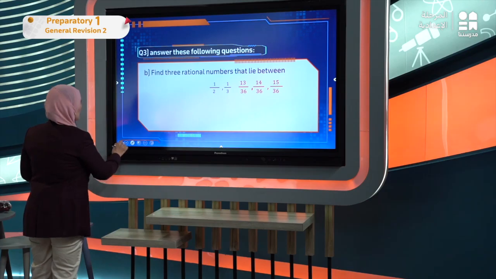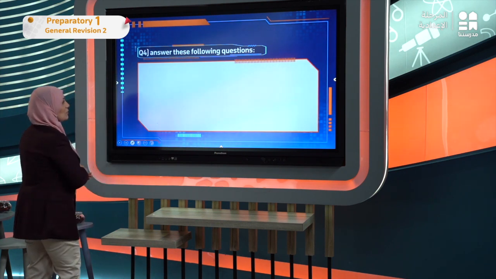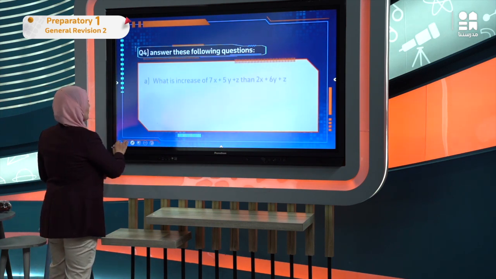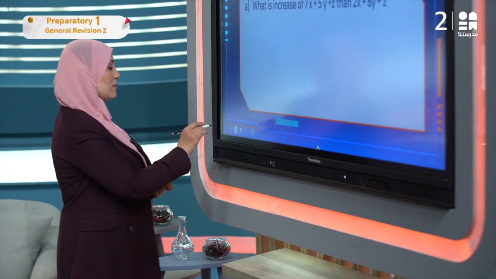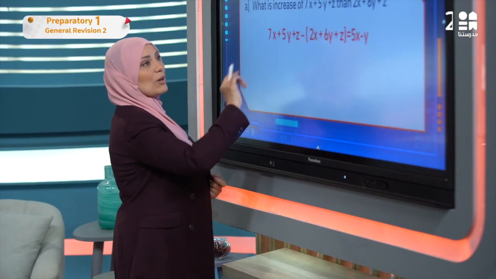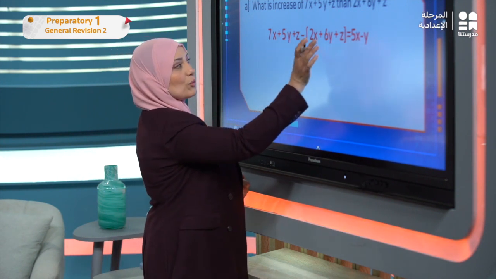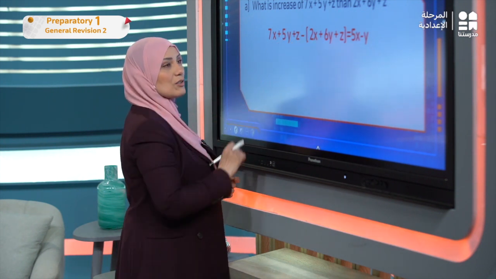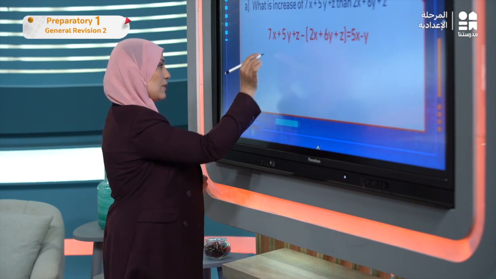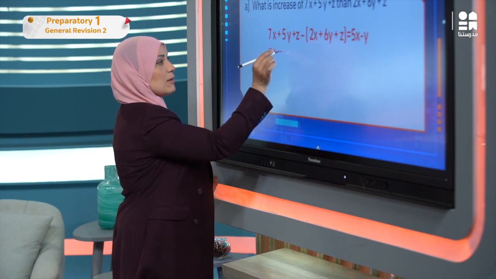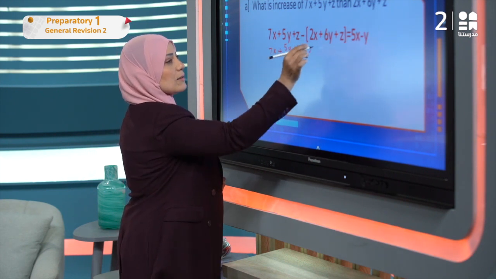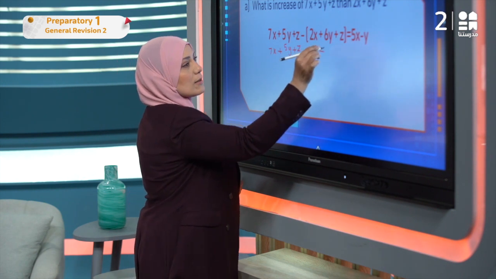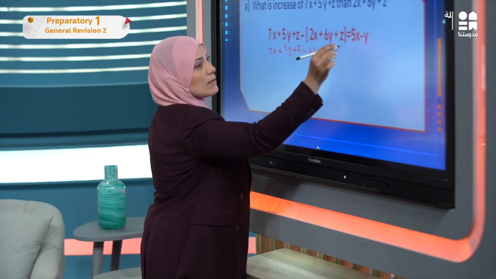So here, now question 4. Answer the following questions. What is the increase of 7x plus 5y plus z, then 2x plus 6y plus z? Here we need to subtract them. So when we subtract, we have to change all the signs inside the brackets. So it becomes 7x plus 5y plus z minus 2x, then minus 6y, and also minus z.